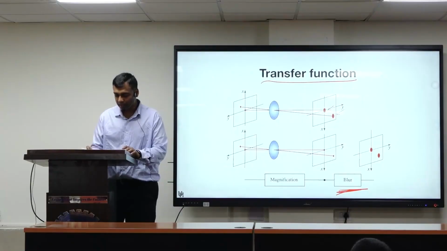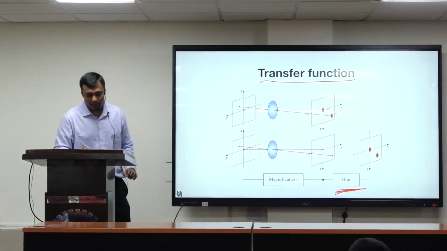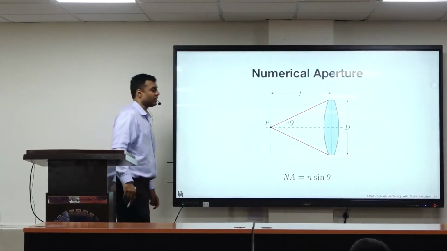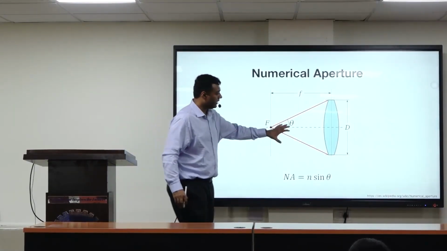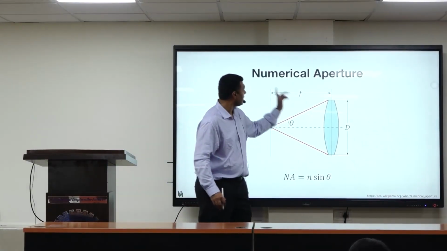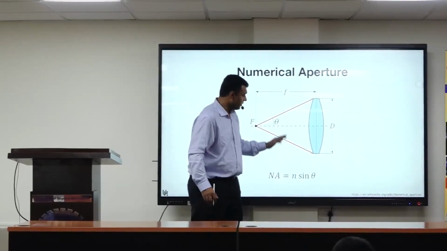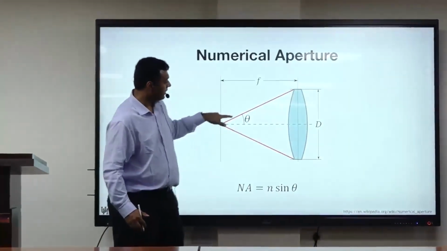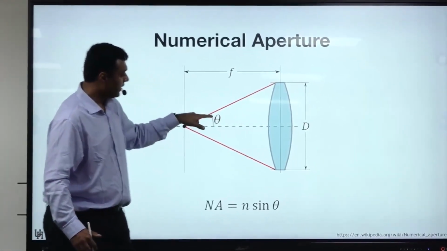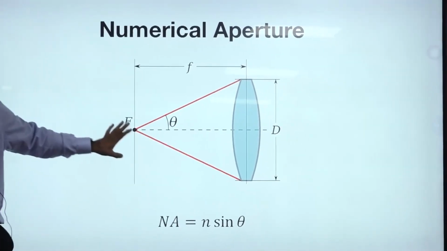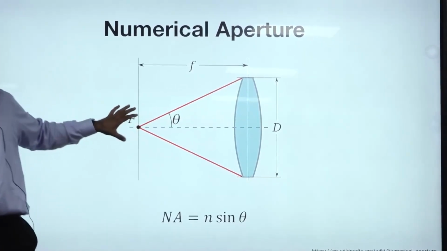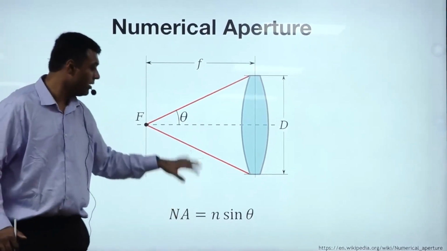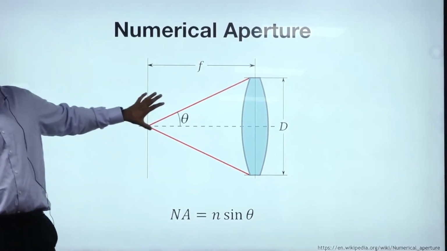In fact, if you look at a microscope or a lens, any lens will have what's called a numerical aperture, or NA. If you take the lens and take the half angle of this cone, the NA is n sin theta, where n is the refractive index. It's mostly air where n equals 1, but this could even be water or oil or something like that.